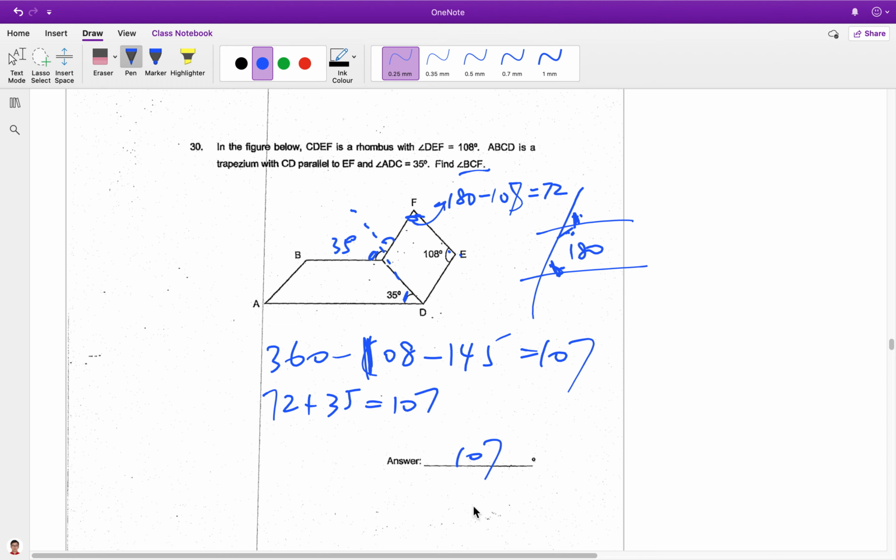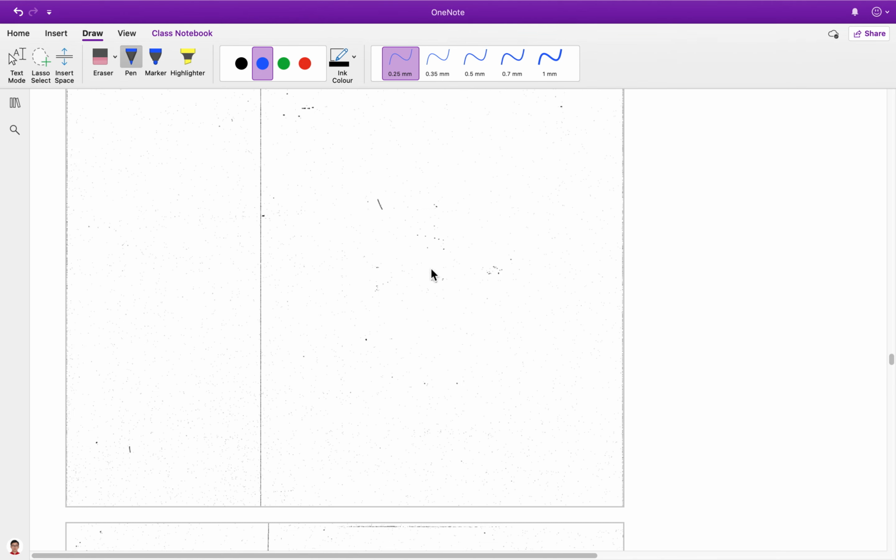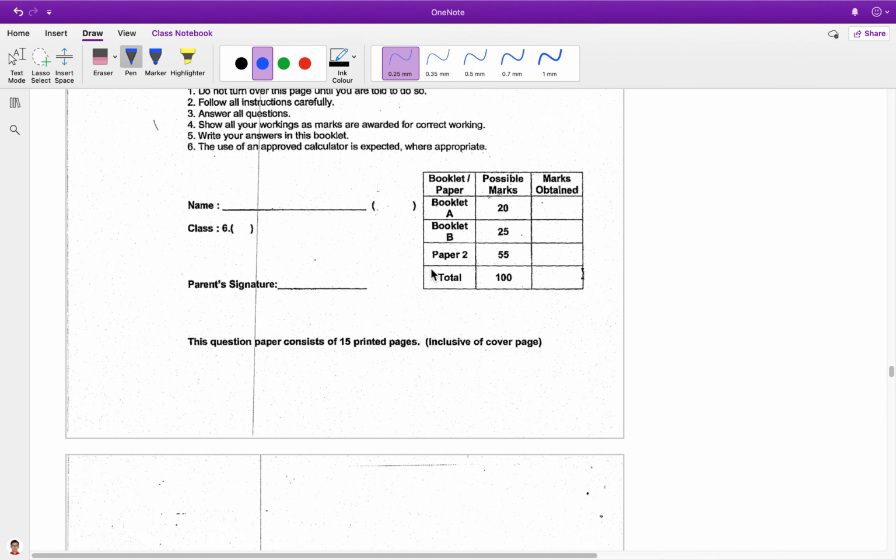So for the same question, we can use different ways. But it's very important that at first we find the easiest way. So we don't do it immediately, but we think about what is the best way to find the answer. So this is the end of paper 1, and we'll come to paper 2.